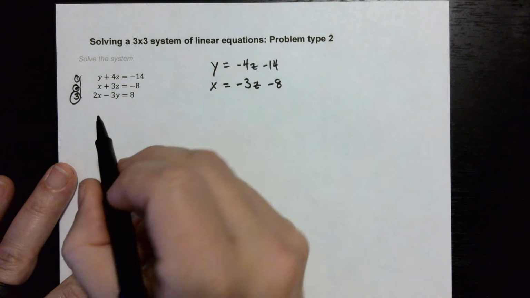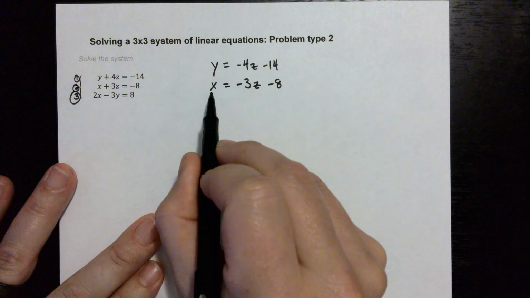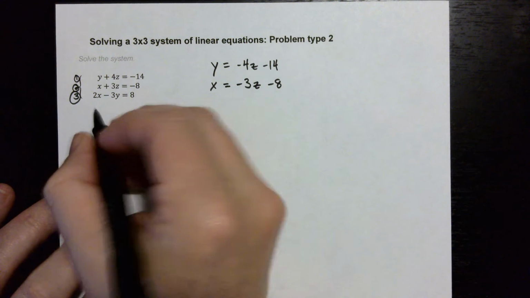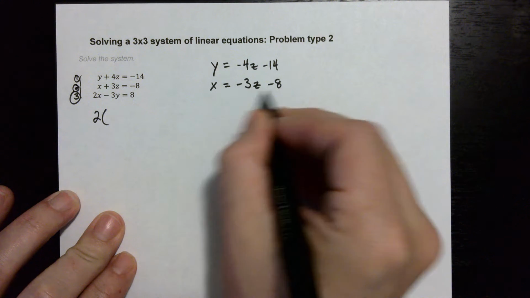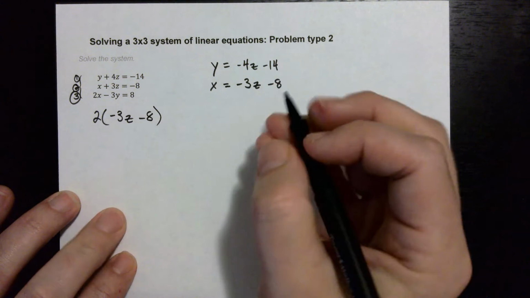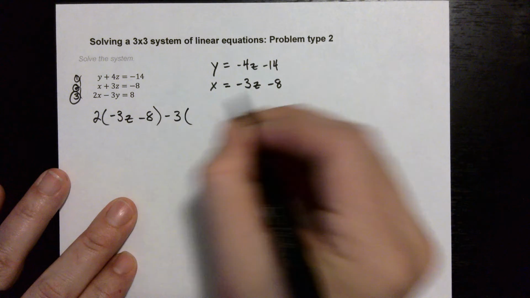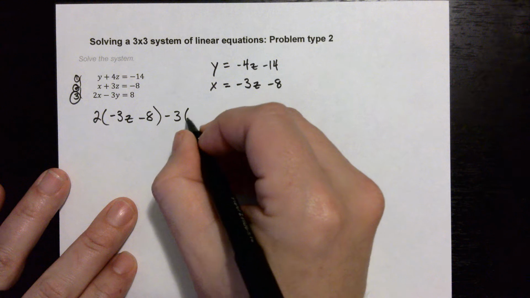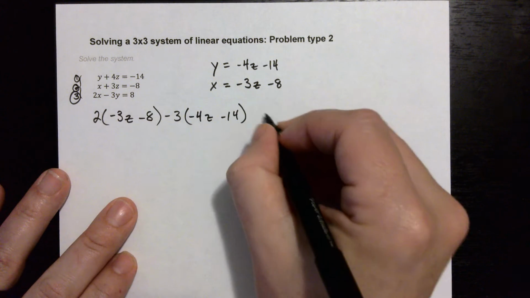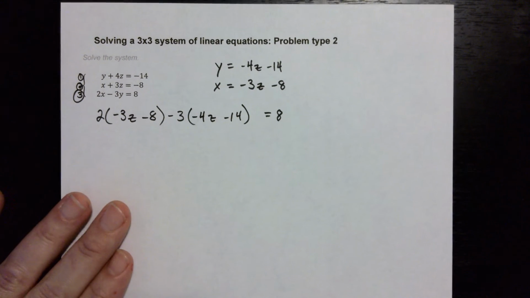Okay, so we'll label these 1, 2, and 3. I'm now going to look at equation 3 and notice that I have an x and a y. Well, I have an x and a y here, both in terms of z. So in place of 2x, I can write 2 times the x that I have, negative 3z minus 8. And for this one, negative 3y, I can write negative 3 times negative 4z minus 14. And then the other side is equal to 8. Notice that we have all z's and numbers this time, so we can solve this and get an actual number.